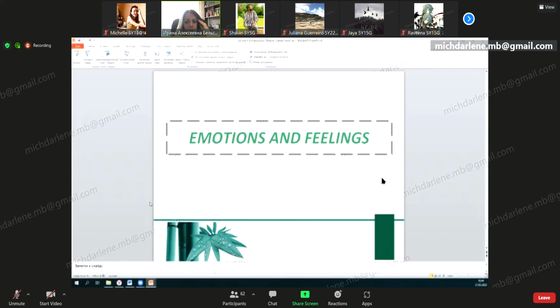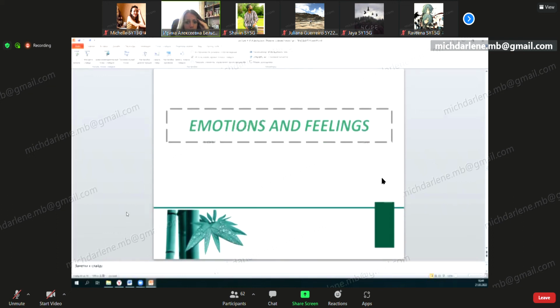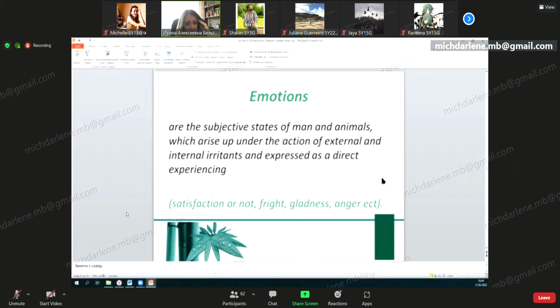Emotions are the subjective states of humans and animals which arise under the action of external and internal irritants and are expressed as a direct expression of satisfaction or dissatisfaction, fright, gladness, anger, and so on. They play an important part in the learning process, acting as negative or positive reinforcement. Emotions are instrumental in forming biologically active forms of behavior and in removing reactions that lose their biological value.